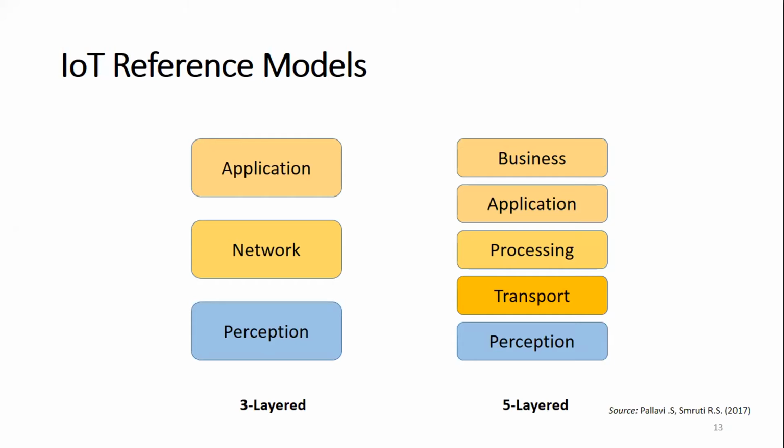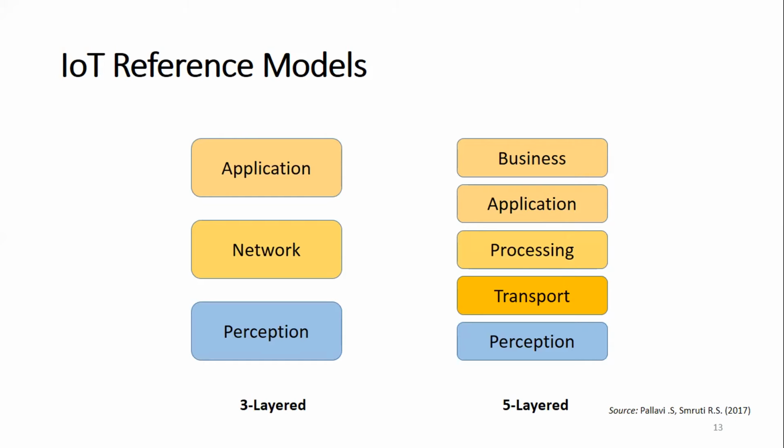The application layer is responsible for delivering application-specific services to the end user. It defines various applications in which the Internet of Things can be deployed. For example, there can be applications in the domain of smart homes, smart cities, and smart health.